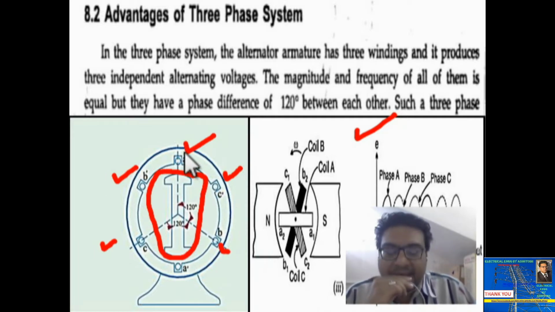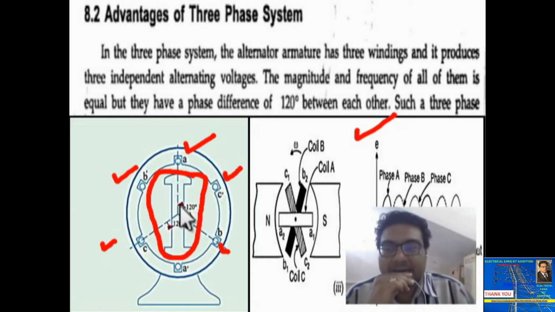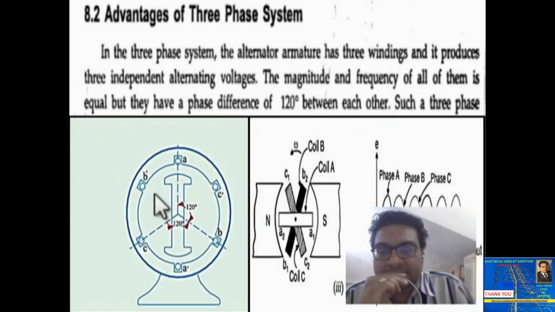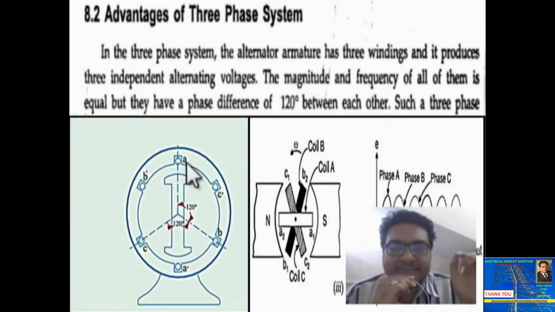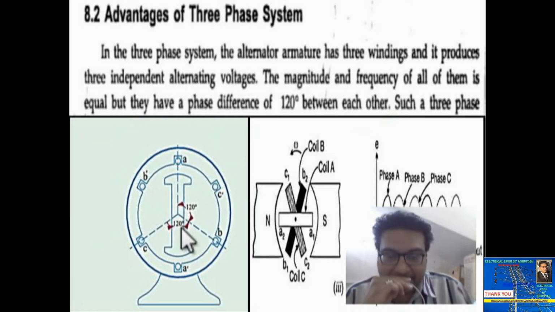In the stator inner periphery, and this is the rotor field. This is the magnet system which rotates. So in the left side diagram, the coils are stationary, the armature windings are stationary, but the field coils, the field magnets, are rotating.